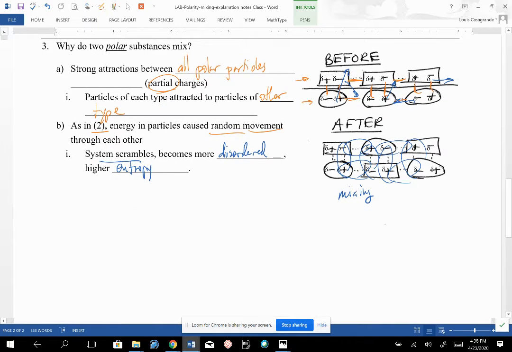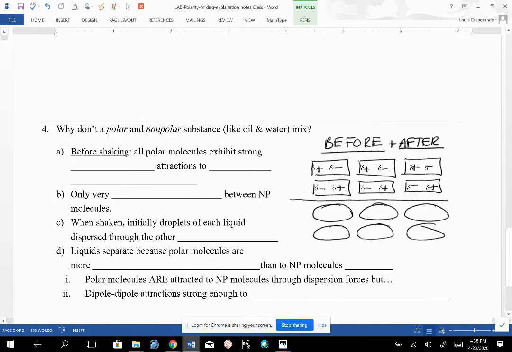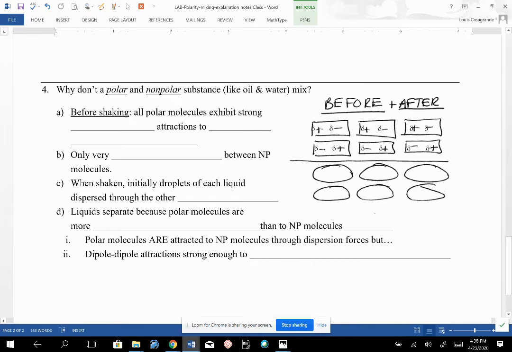So now let's take a look at why a polar and a nonpolar substance don't mix. So this is like oil and water. So normally at this point, I would take and shake up for you a jar that has 2 liquids, oil and water. You can do this yourself at home. If you get some salad dressing, you shake it up. And what happens is, as you shake it up, you're putting energy into it. And before you shake it, all the polar molecules exhibit strong dipole-dipole attractions to each other.